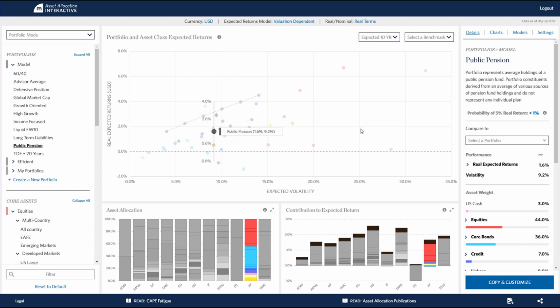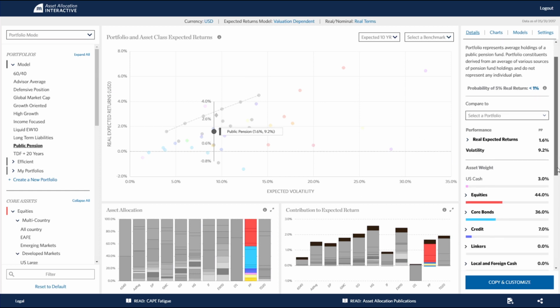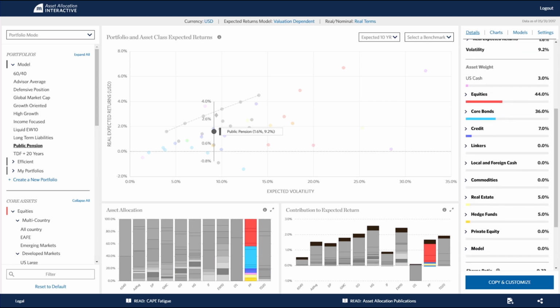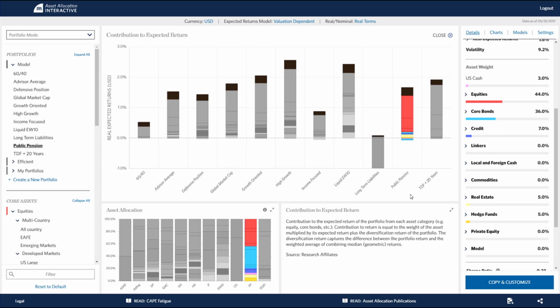If we look at the allocations in this portfolio, I'll scroll down just a little bit to make it easier to see. It's about 44% in equities, 36% bonds, some credit, and other things. What's interesting to note is that although this portfolio is actually less than 50% in equities, if I use the contribution to return chart here, we can see that almost all of its return comes from the equities. The diversification in this portfolio is actually providing little in the way of enhanced returns.